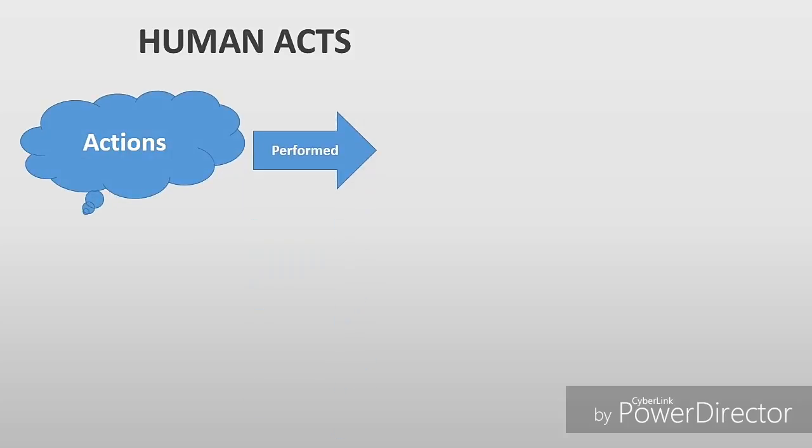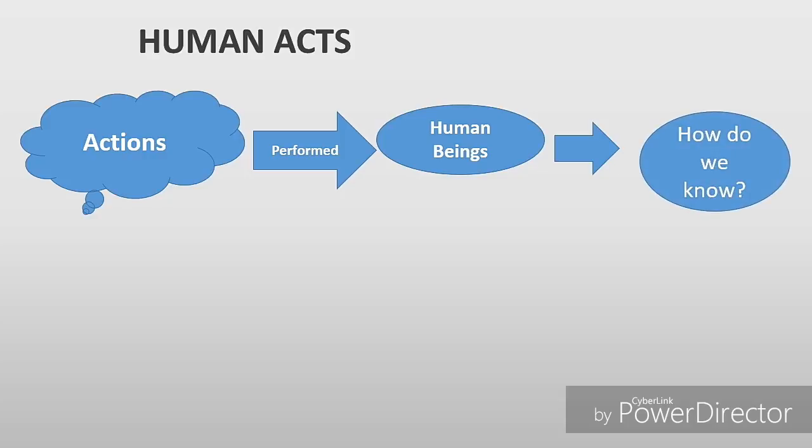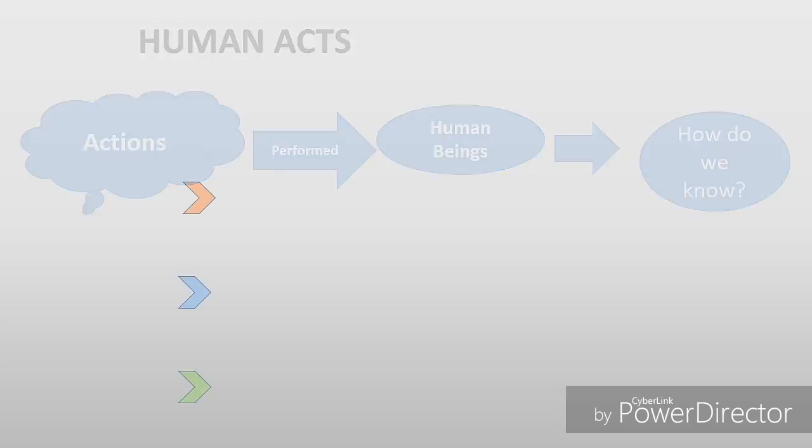Now, what are human acts? Human acts are actions performed by human beings. But the question is, how do we know that such an action is a human act? We need to consider three characteristics.